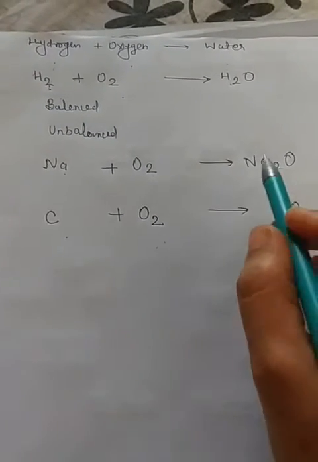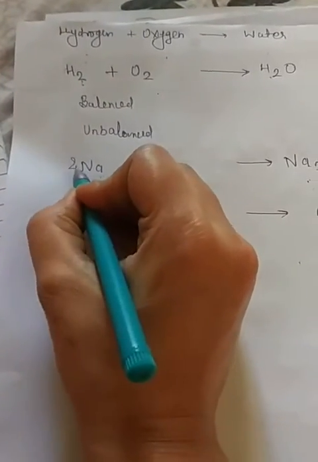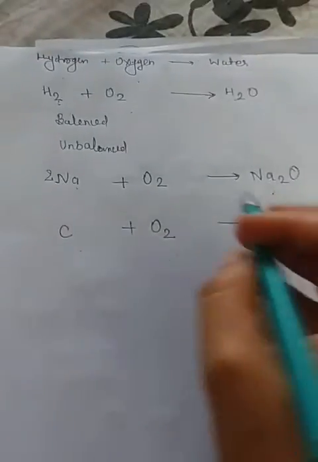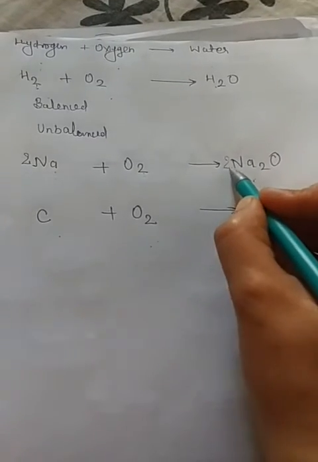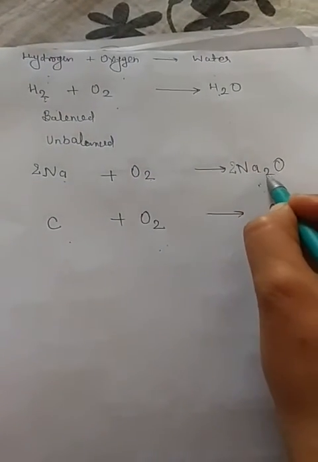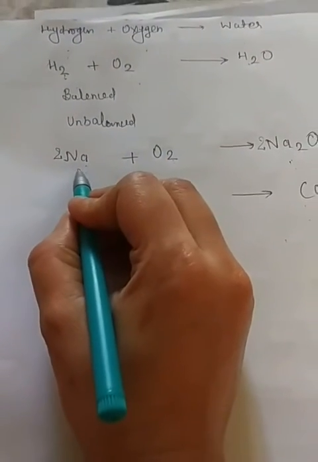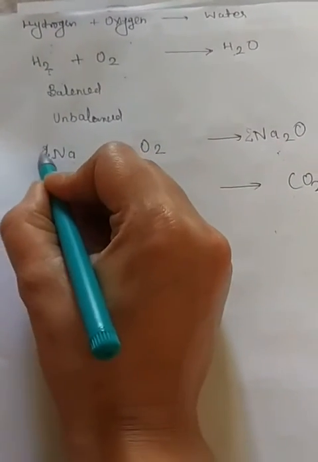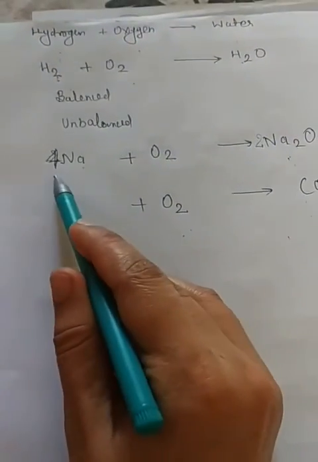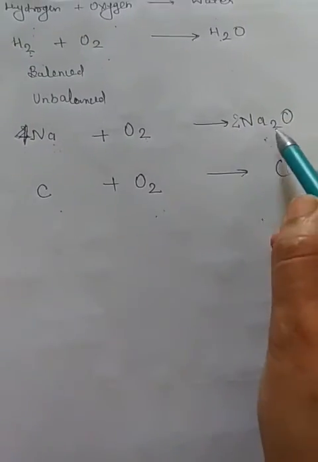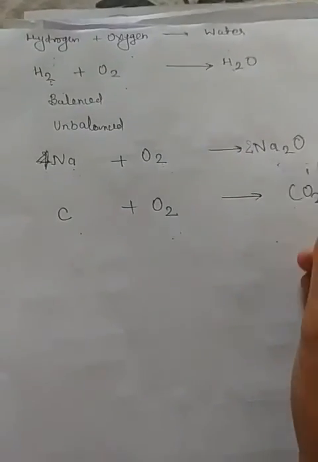So how will we balance it? There are 2 atoms of sodium on the right, so we write 2: 2Na, 2Na. Now O2, 2 atoms of oxygen are there, so put 2. Now again it is unbalanced. 2 2s are 4, so here 4 atoms of sodium and here only 2 atoms. So what will we do? We will simply write 4. Now the equation is balanced. There are 4 atoms of sodium, 2 2s are 4, and 2 atoms of oxygen, and here also 2 atoms of oxygen. In this way we balance the equation.